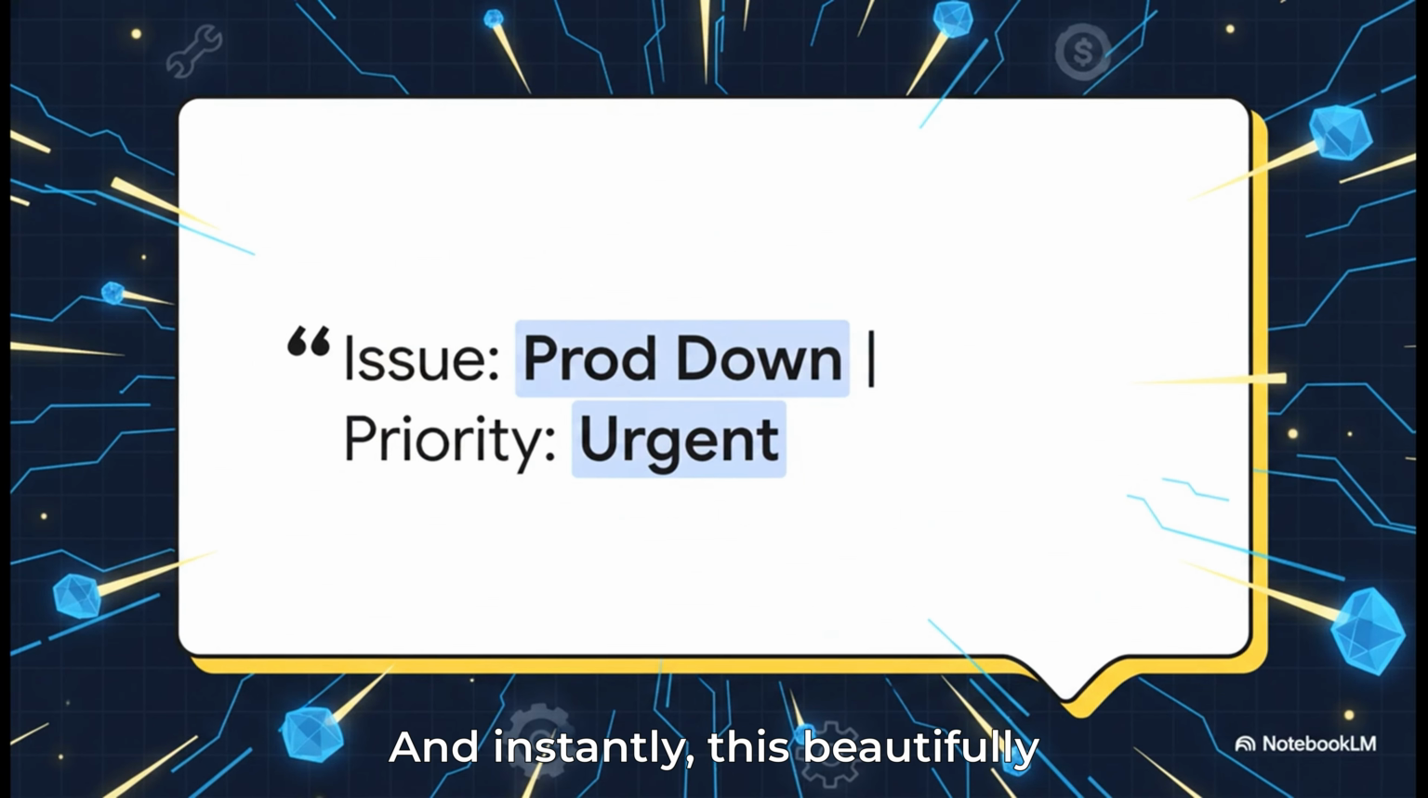And instantly, this beautifully structured, highly visible alert drops right into the triage channel. Issue: prod down. Priority: urgent. Description: database connection timeout. It immediately alerts the whole team with clear, concise, actionable data. You're kicking off the resolution process without missing a beat and without wasting a single second asking follow-up questions.